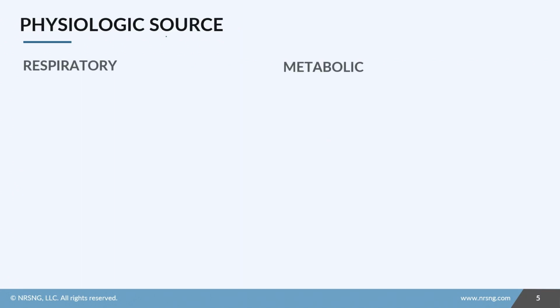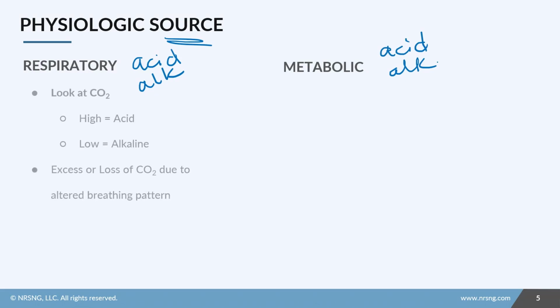Then we have to figure out what the source is. When we're interpreting, there are two main sources, respiratory and metabolic, and then you can have an acidosis or an alkalosis for each one. So again, you can have a respiratory acidosis, a respiratory alkalosis, metabolic acidosis, or a metabolic alkalosis. For respiratory, we look at the CO2. When we have a respiratory source, it's because of an excess or a loss of CO2 due to some sort of altered breathing pattern. We breathe off CO2 with every breath, so if we're breathing faster, we blow off more CO2. If we're breathing too slow, we will retain more CO2 and our CO2 level goes up. So if CO2 is high, it's acidic, and low is alkaline.